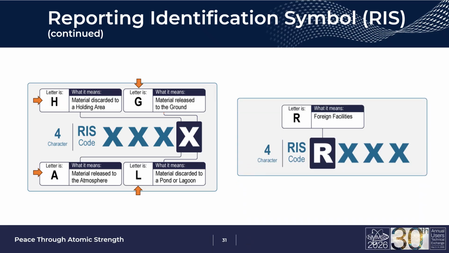Another field to check when there is a four-character RIS code is looking at the first character to see if that character is R. In these cases, the R first character denotes that the RIS is a foreign facility.